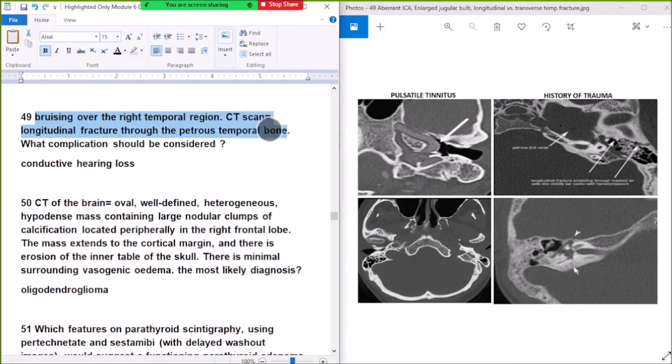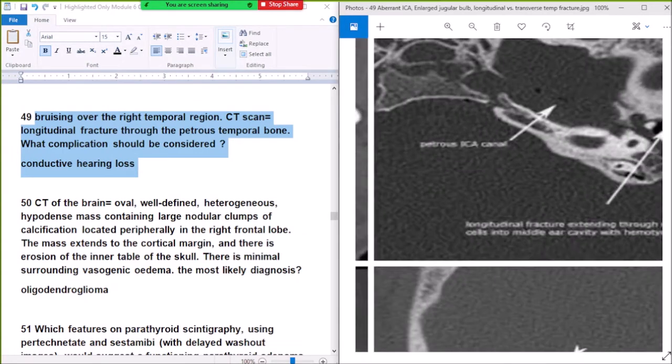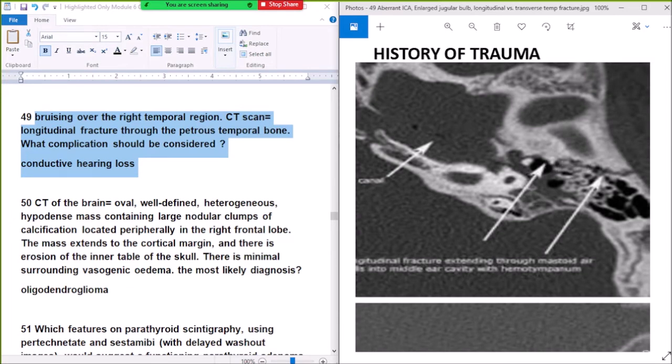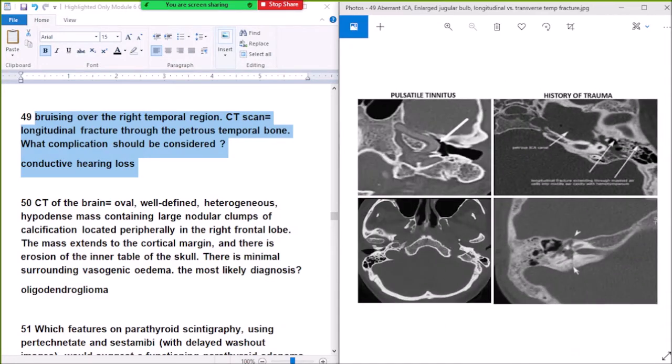49. Bruising over the right temporal region. This scan shows a longitudinal fracture through the petrous temporal bone. What complication should be considered? Conductive hearing loss.